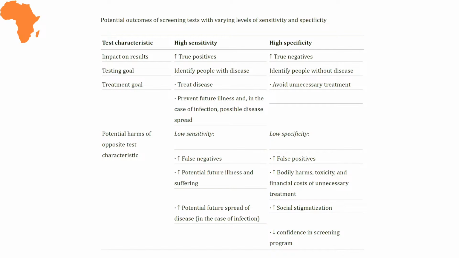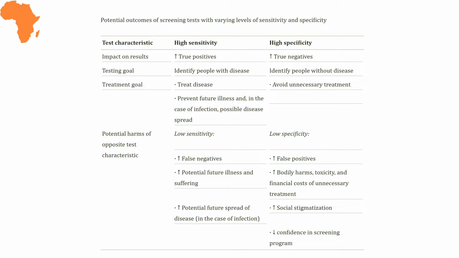So these are basically potential outcomes when you're doing screening tests with varying levels of sensitivity and specificity. So you have a test characteristic, which is a high sensitivity, increased number of true positives, identify people or individuals with the disease, high specificity, true negatives, identify people without the disease. So you're avoiding unnecessary treatment.